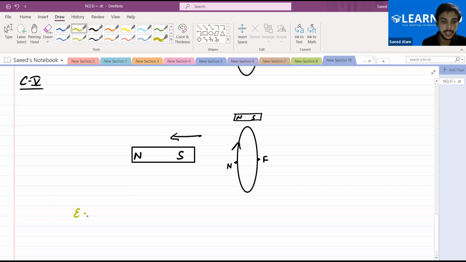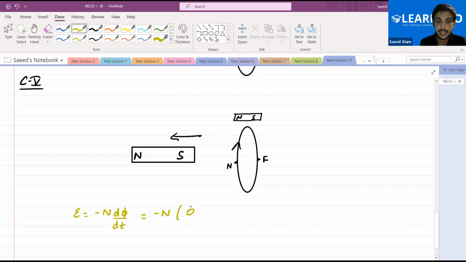That is, the first one was EMF equals minus n times dΦ by dt. This was the first thing. After that, we saw what this Φ actually is. Φ is the flux, and dΦ is the change in flux with respect to time.